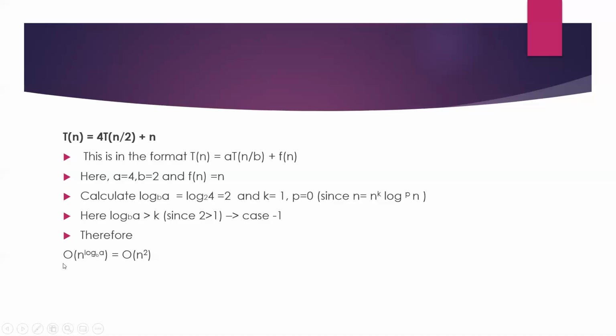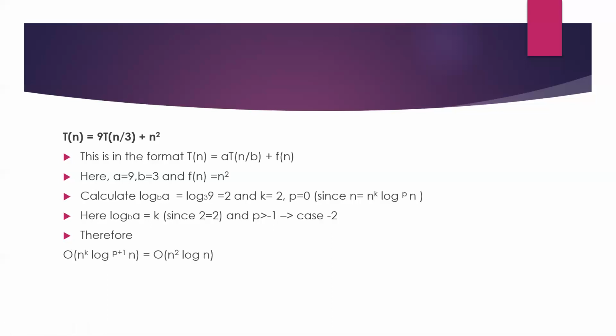In case 1 we have only a single case, we don't take the p value into consideration. So the value will be O of n power log a to the base b. Again, we have calculated log a to the base b as 2, so it is going to be equal to O of n square. So this is one example that we have checked in case 1.